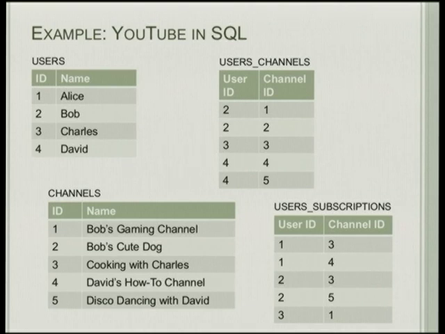We map them here. And then other users subscribe to Bob's YouTube channels. So you have the subscription. So user ID 1 is, let's look it up, Alice. Channel ID 3, okay, Cooking with Charles. So Alice is following Cooking with Charles. What do we have here? User 2, Bob, 5, and Disco Dancing with David. So you can all figure it out. You can do that at scale. All wonderful. But how about doing it this way?